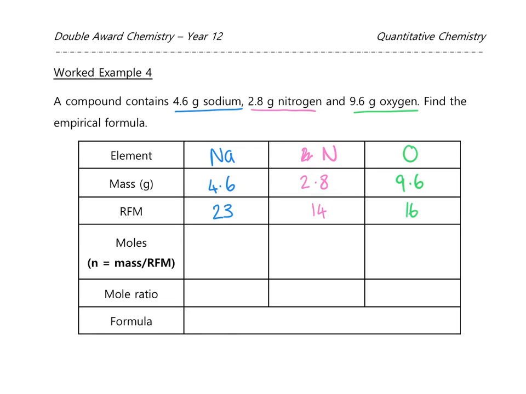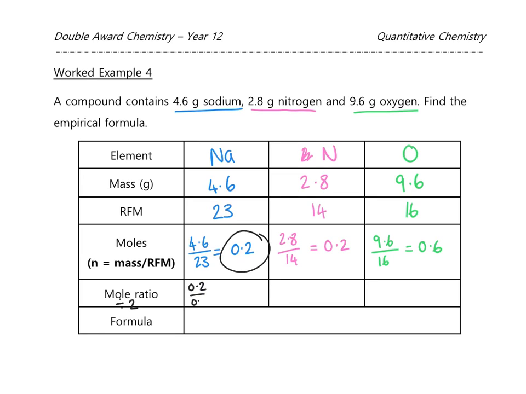Number of moles is mass divided by RFM, so for sodium that is 4.6 divided by 23, which should give you 0.2. For nitrogen it's 2.8 divided by 14, which should give you again 0.2. And for oxygen it's 9.6 divided by 16, which gives you 0.6. Next step is to find your simplest mole ratio by dividing through by the smallest number. We can see the smallest number of moles here is 0.2, so we're dividing everything by 0.2.